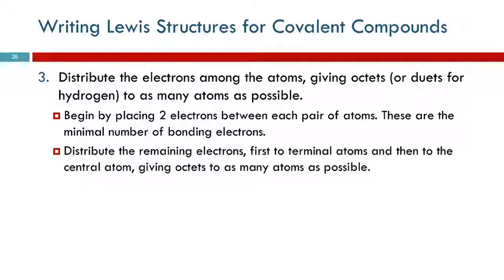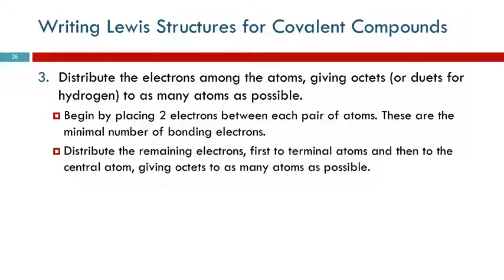The next step is to spread those electrons around. We're trying to give everybody an octet, except for hydrogen. So the first thing you have to do is put 2 electrons between each pair of atoms that are going to be bonded to each other, because there has to be at least 1 pair of electrons or it's not going to bond. And then put the lone pairs around and try to give everybody an octet.